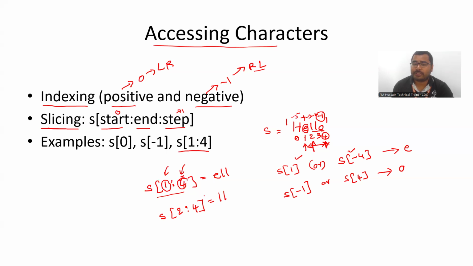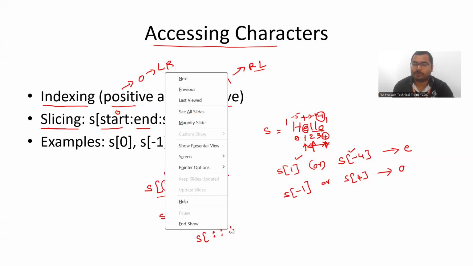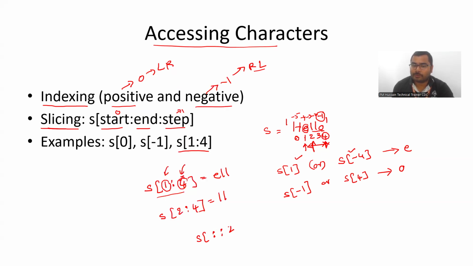Now here you are using only the positive index. Sometimes you can even use the negative index also for slicing. Here step is not given. Step is not given here, it will be considered as the default one, which is 1 here. So one step will go. Sometimes you can write like this: S of colon colon 2. Okay, so colon colon 2.